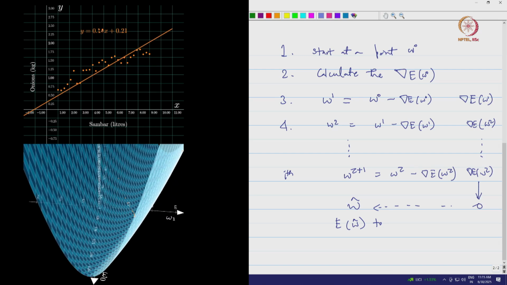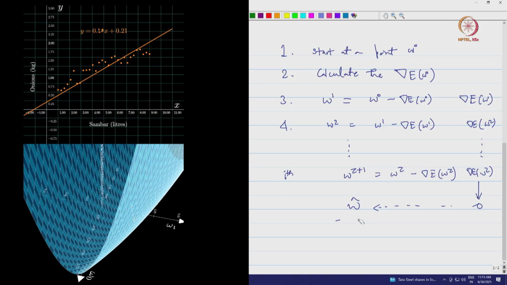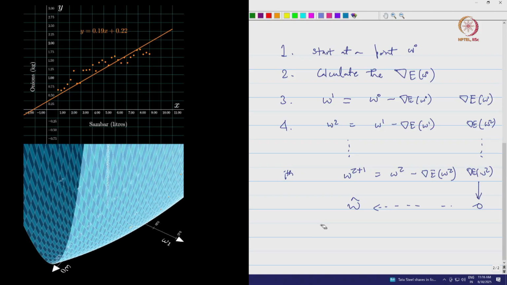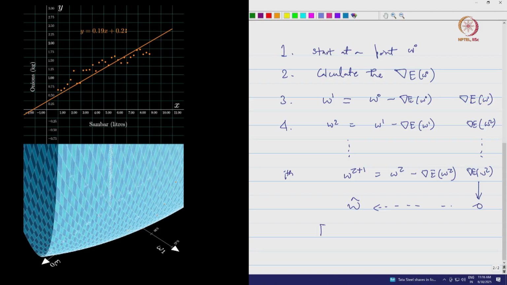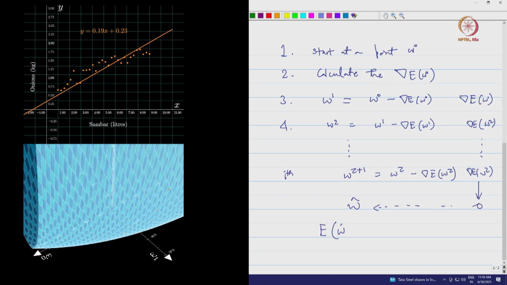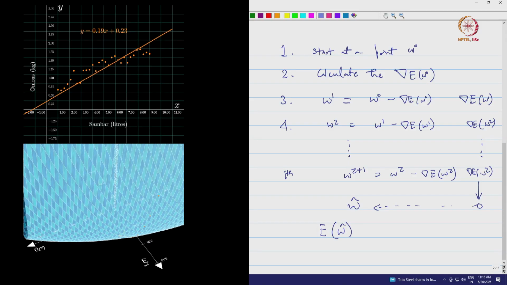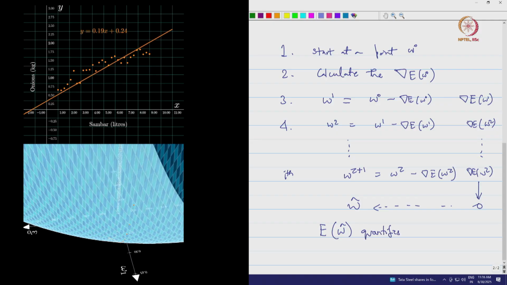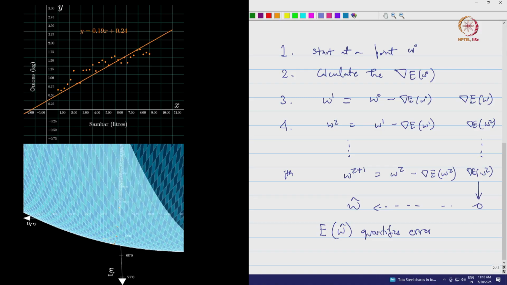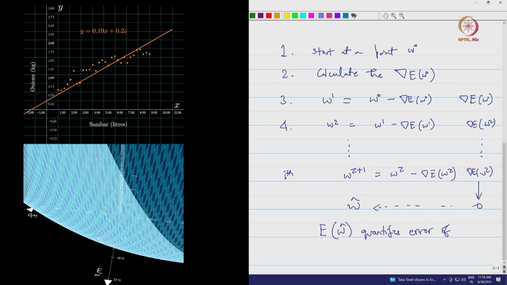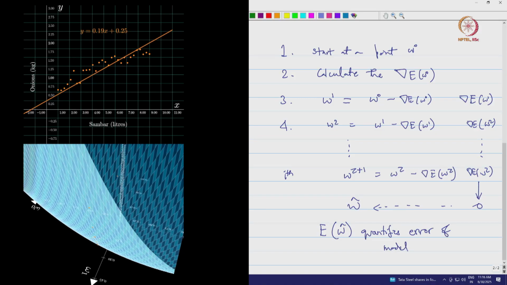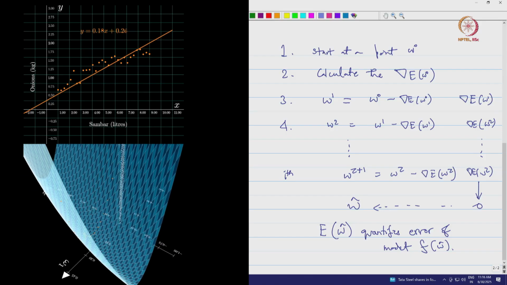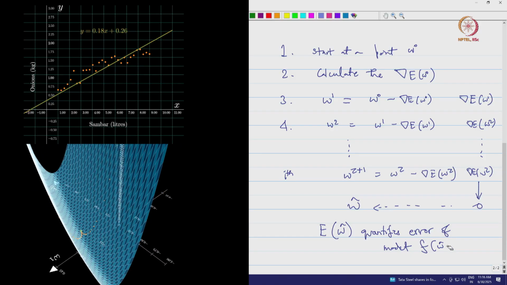So, E of omega hat quantifies the error of the model f of omega hat, and I can write it as f of omega hat comma xi.